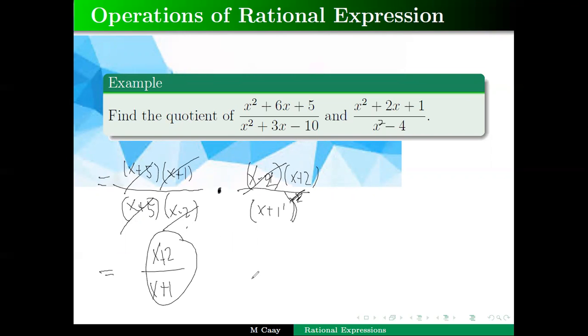So these are now examples for the rational expressions, the operation with addition or subtraction, and the multiplication or division.